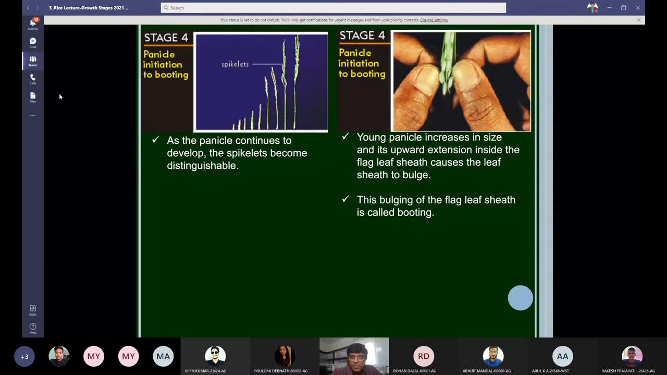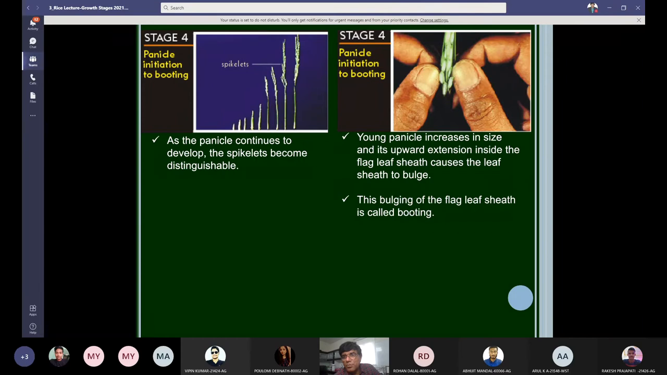And then panicle initiation to booting. See how the panicle is developing in the left side picture. In the beginning, it is not visible in the first, second, third, fourth, and see the development of the panicle in different pictures continuously. As the panicle continues to develop, the spikelets become distinguishable. And at the end, in the last, this is fully developed panicle. And on the right side, it is panicle initiation to booting.